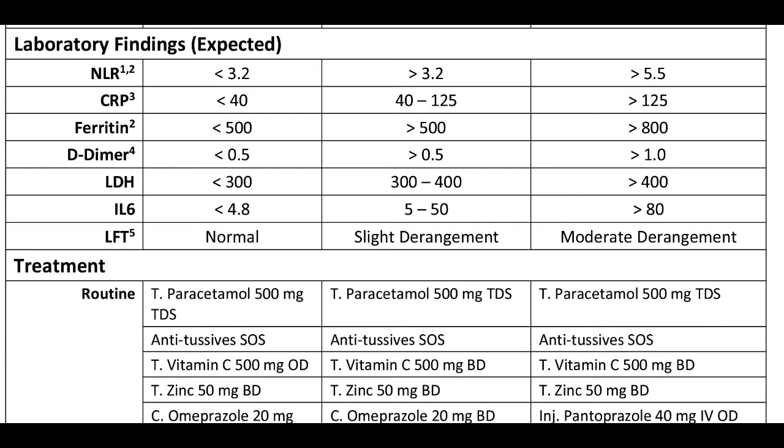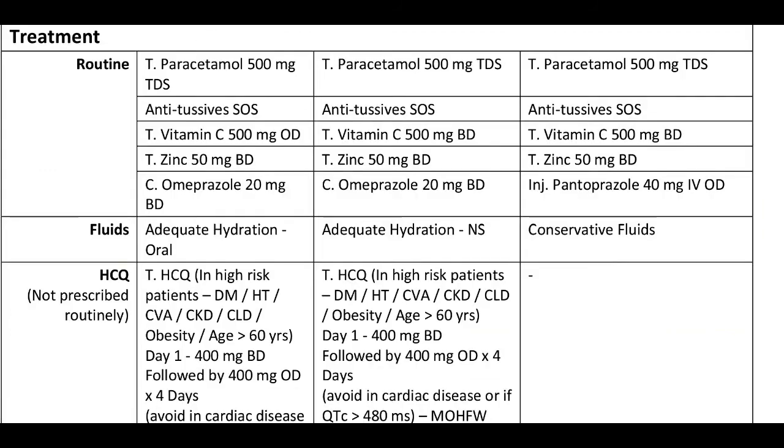Now let us see about the management of the disease, that is the treatment. How do we treat a COVID disease? In mild, moderate and severe, we give some common medications. They are paracetamol tablet, that is to counter the fever. As fever is present in almost all the COVID diseases, we give paracetamol 500 mg 3 times a day in all the diseases, and antitussives, the cough syrup. If the patient has cough, that is SOS, whenever the patient complains of cough, you can give this syrup.